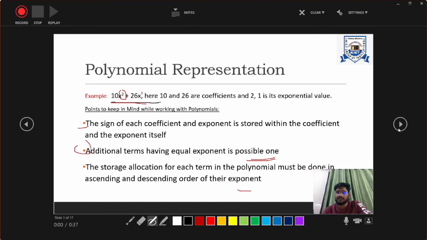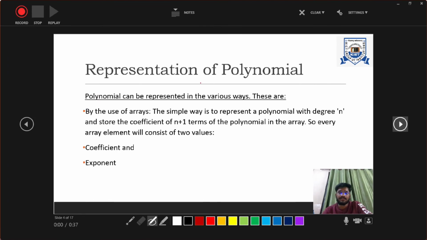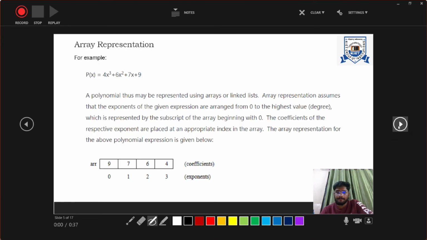So let's go further: the representation of a polynomial. There are two ways to represent a polynomial in memory. The polynomial can be represented by the use of an array, the simple way to represent a polynomial with degree n, and store the coefficients of the n plus 1 terms of the polynomial in the array. Every element will consist of two values, the coefficient and the exponent. So let's get started with an array.